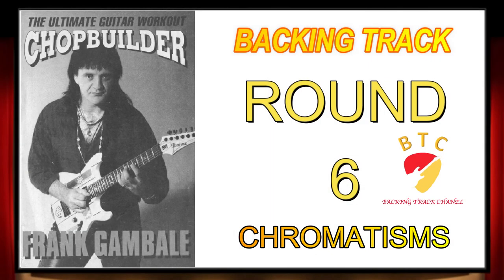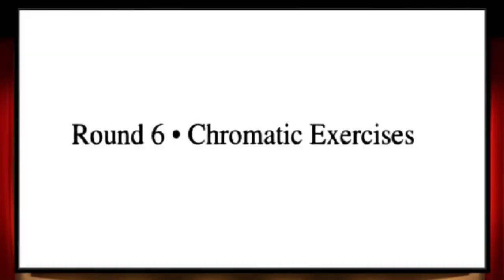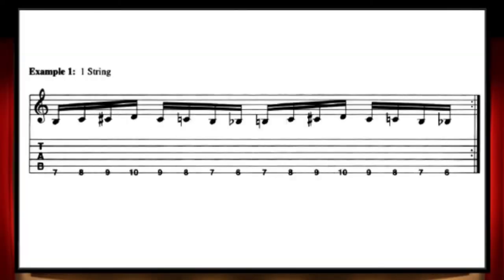Chromatic section now. Each example 8 times. 1, 2, 1, 2, 3, 4. 2, 3, 4, 5, 6, 7, last one. Now we're going to add the next string.